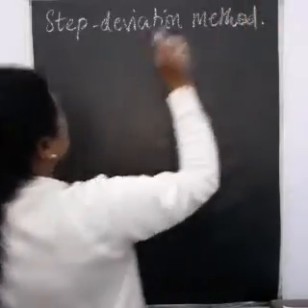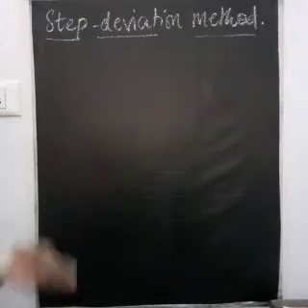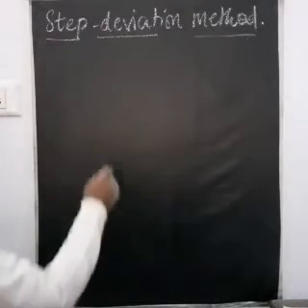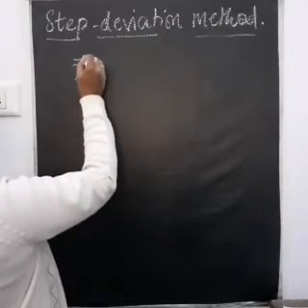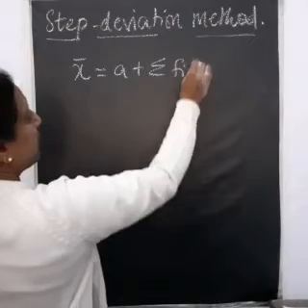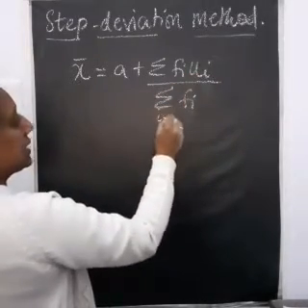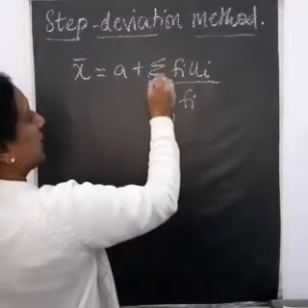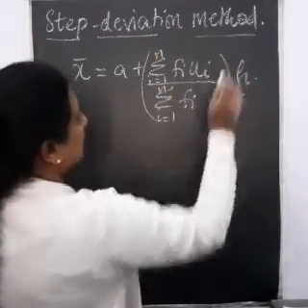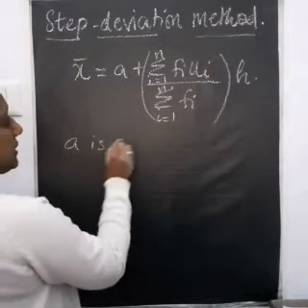Now, this method is used for bigger numbers when there is a common factor when we find the di. Okay, now let us write the formula. Mean is equal to A plus sigma Fi ui by sigma Fi, where i is equal to 1 to n, into h, where A is the assumed mean.